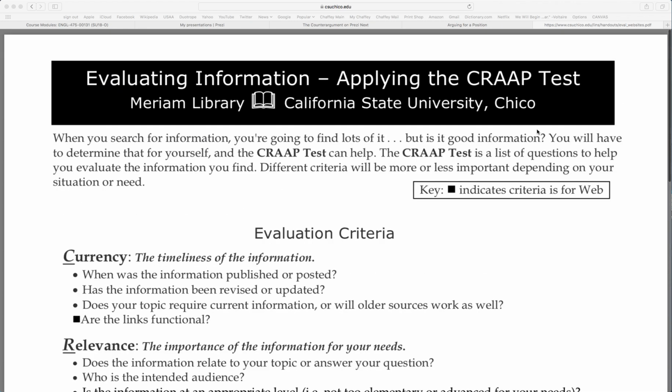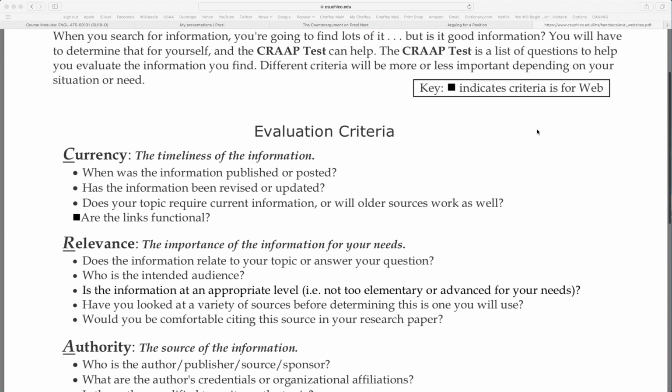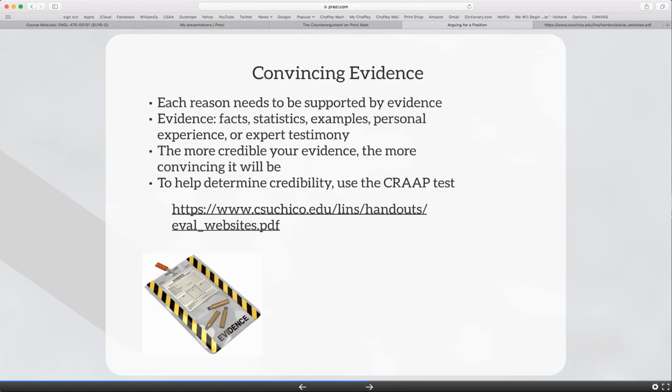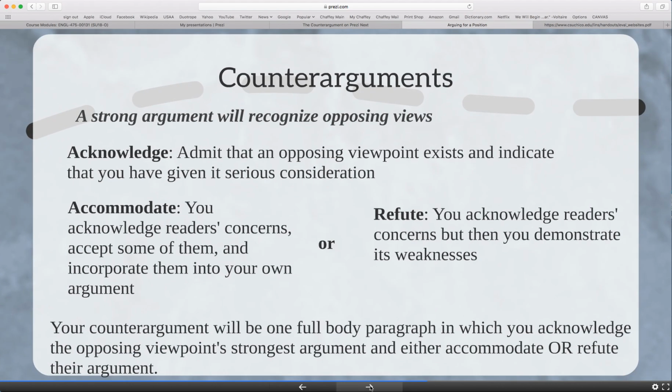If you would like, you can certainly go to this page, print up this particular page, and leave that next to you at your desk while you're working and you're looking up research, right? So counterargument. So a strong counterargument will recognize opposing viewpoints.